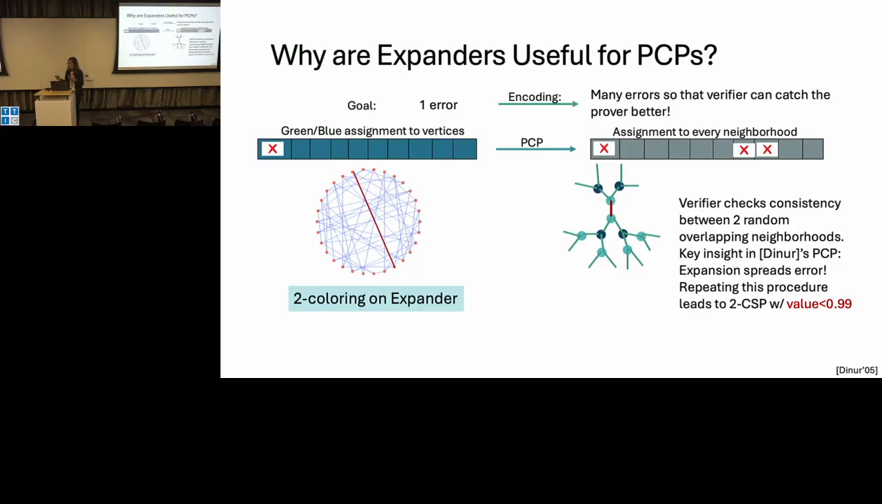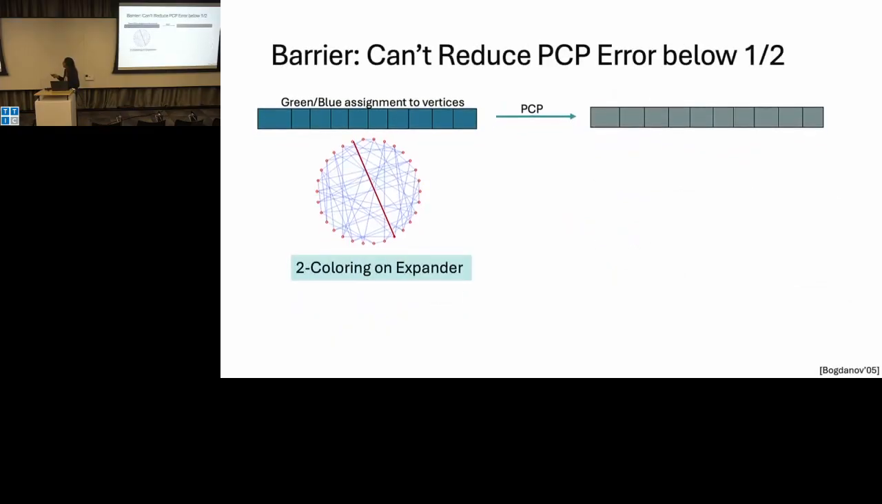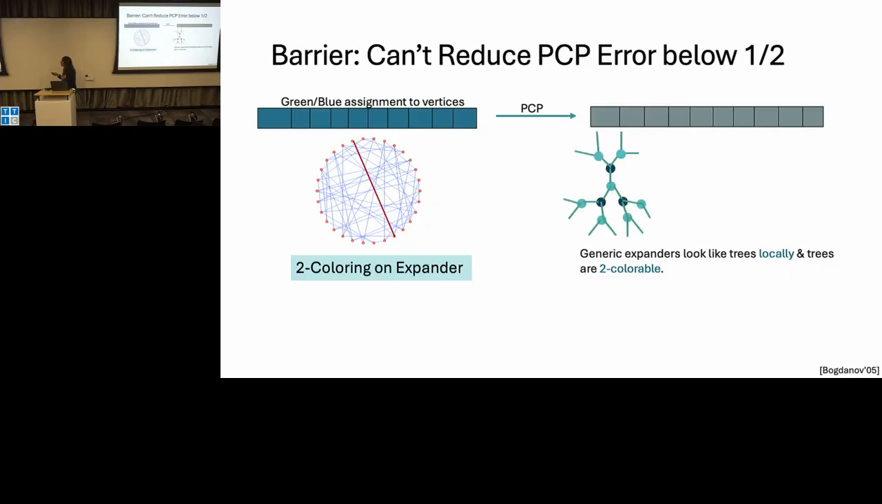So could we do some similar thing? And Bogdanov showed in a very nice, even just one page paper that actually you cannot do this. So let's see why you can't. Okay, so generic expanders look like trees. Each neighborhood looks like a tree locally, and every tree is of course two colorable.